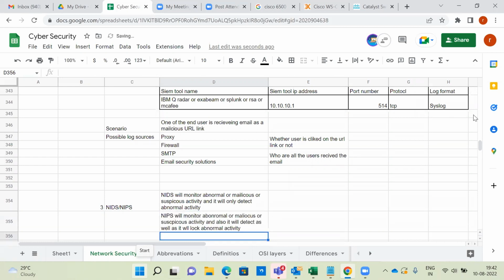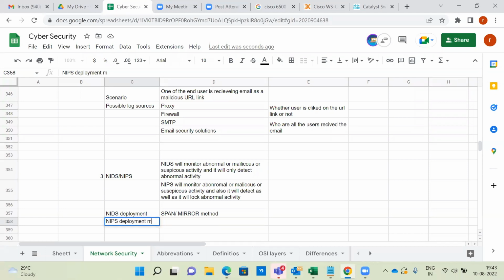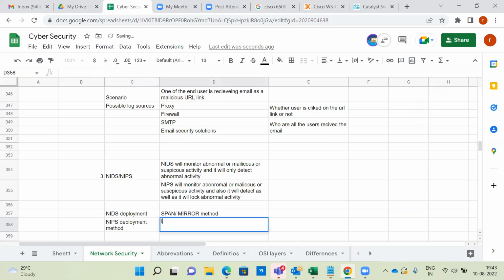Now, what is the deployment side? NIDS deployment method name is which method, guys? Span method, yes, that's correct. NIDS deployment method is the span or mirror method. Just ten minutes back we discussed it. Now the NIPS deployment method, what is the method name? Inline method, yes, that's correct.